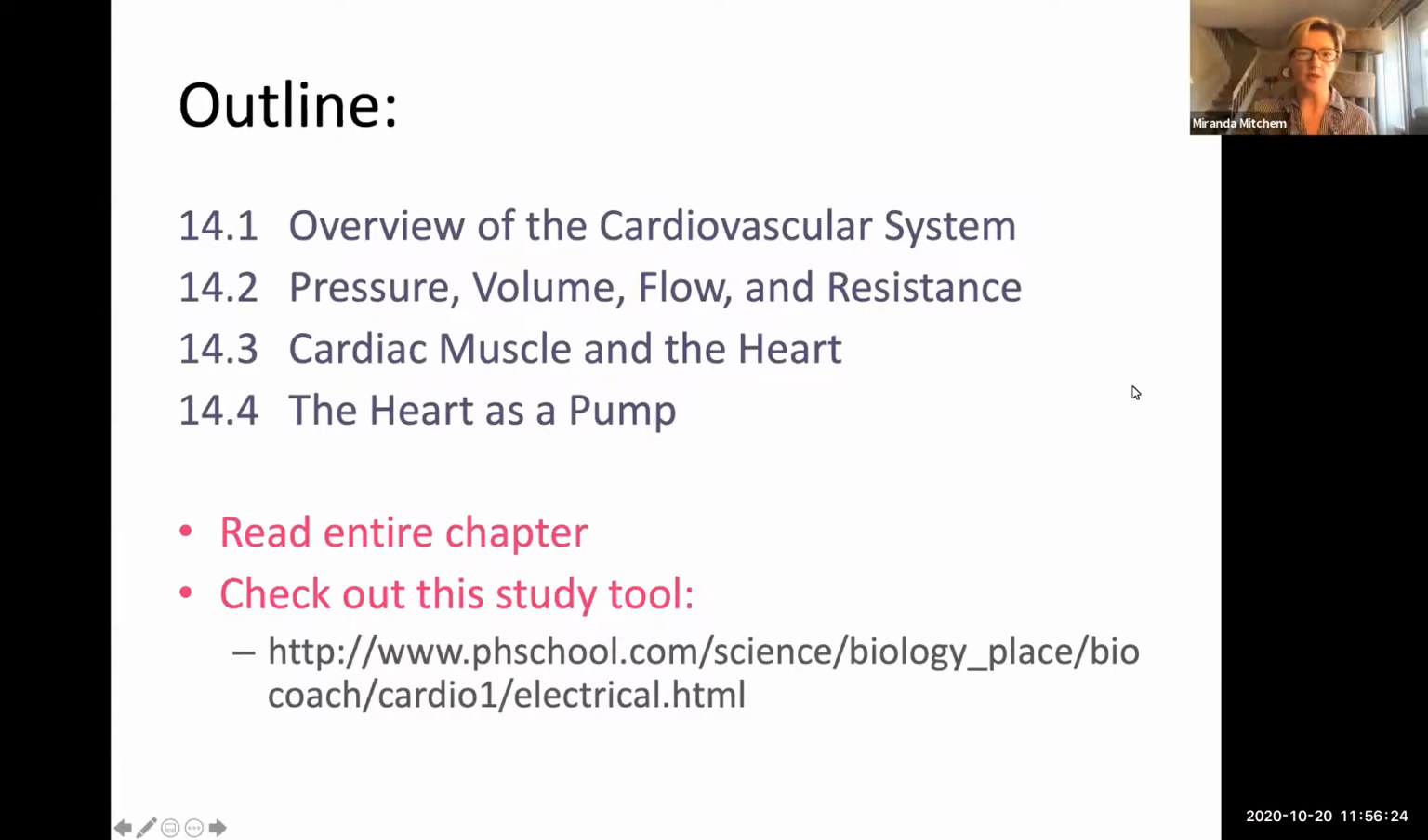We're going through this entire chapter, but also check out this website here, as well as the ones that I put up in your chapter 14 folder. There are some pretty good online resources to help visualize these processes.